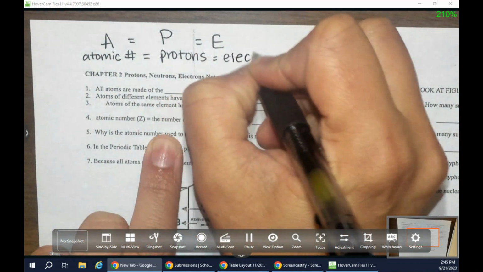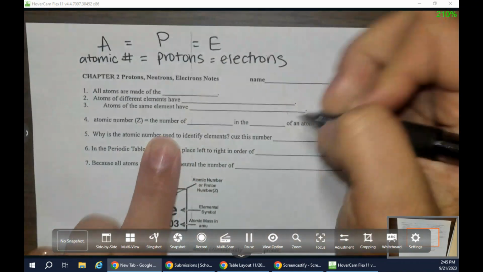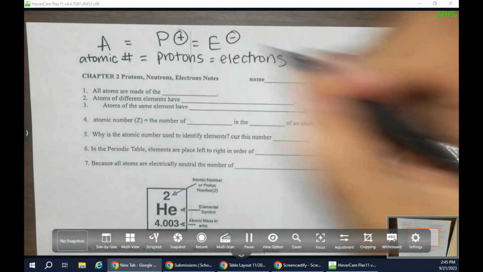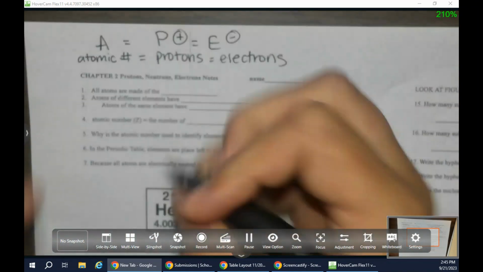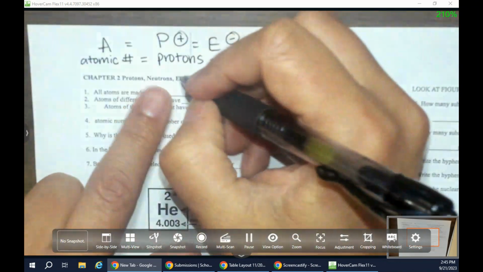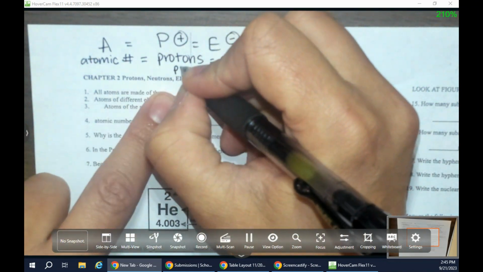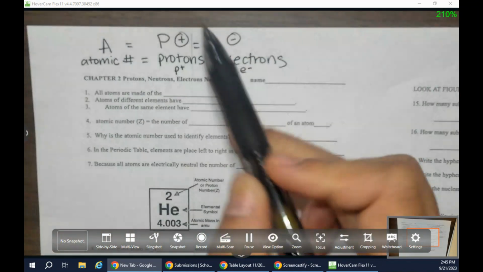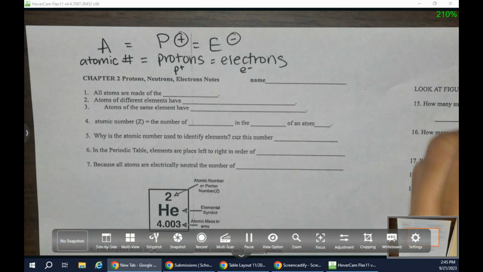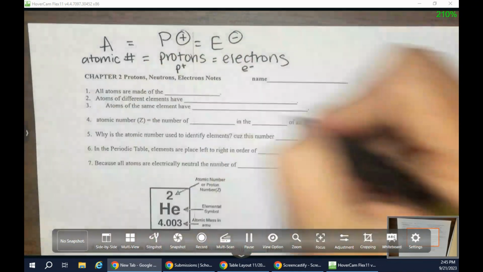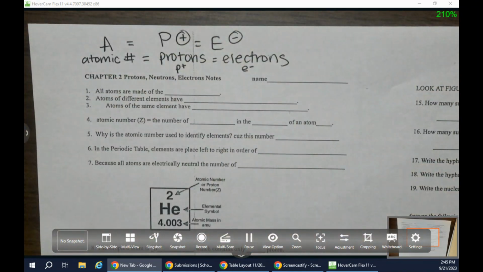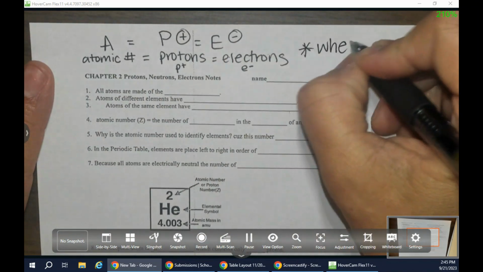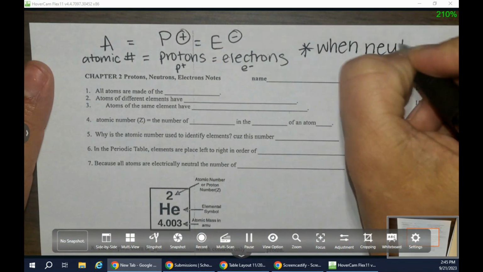All right, and then what do we know about protons and electrons? Protons are positive. Perfect. Protons are positive, electrons are negative. So what you'll see me write as shorthand is for protons, I'll put a P with a little plus, and I'll put an E with a little minus. This statement, atomic number is equal to protons is equal to electrons, is only true when neutral.